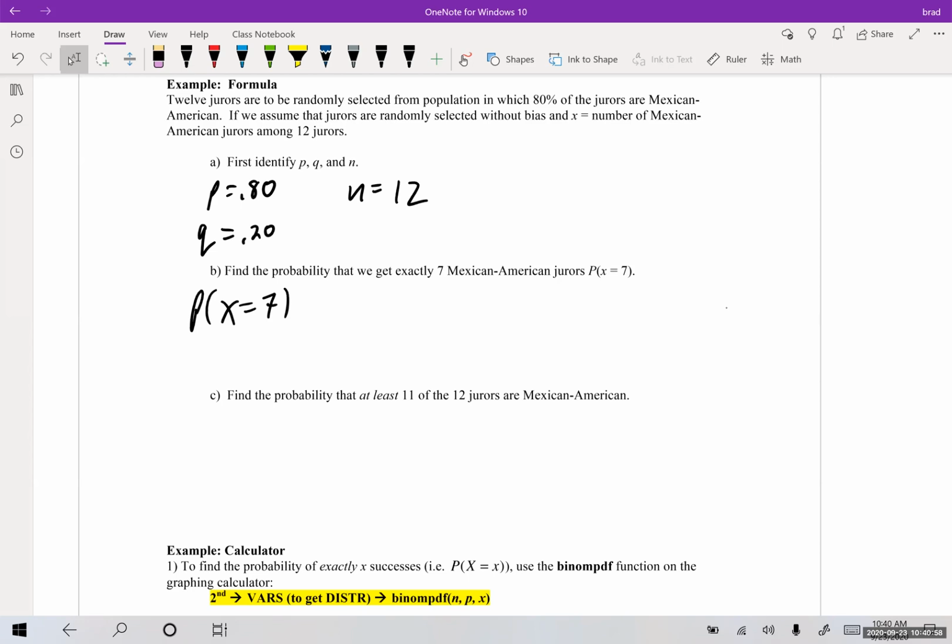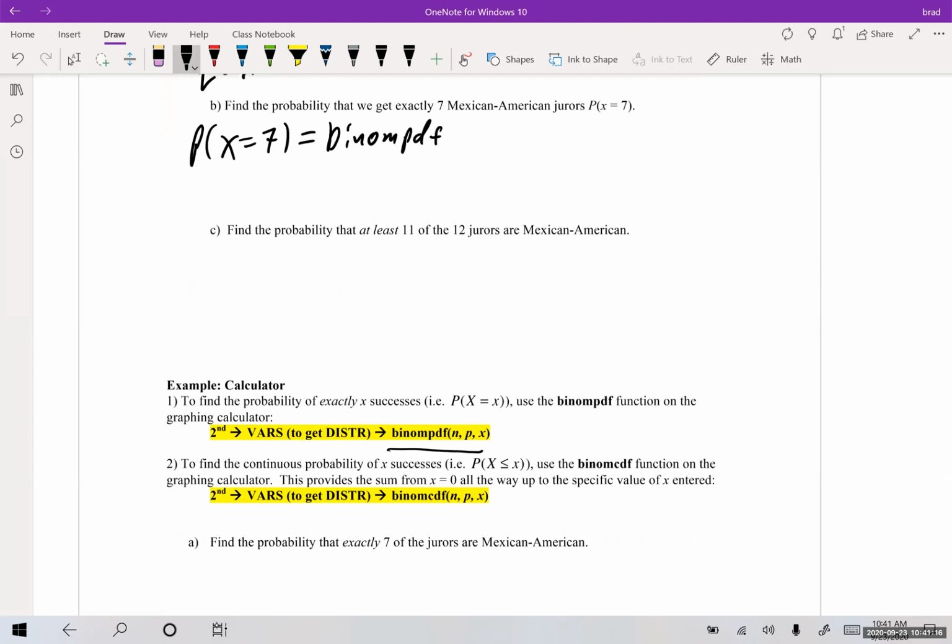Oh no, I did it in my notes. I did it on the calculator as well, so let's just go from the calculator. The probability that X equals exactly 7. You have to take out your calculator and find the function that says binomial PDF. This is what you're going to see on your calculator, binomial PDF.